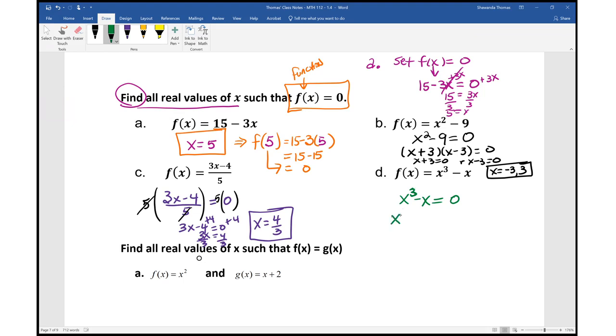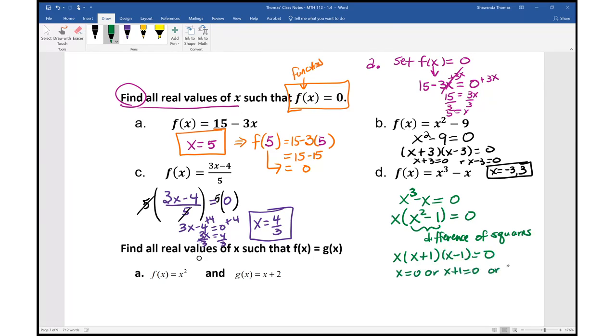So we are going to factor the GCF out. We have x squared minus 1 equals 0. And notice we have another factorable situation. That's a difference of squares. So make sure you recognize when you see difference of squares. x plus 1 times x minus 1 equals 0. x equals 0, or x plus 1 equals 0, or x minus 1 equals 0. So one solution is 0, another solution is negative 1, and we have positive 1. So there are 3 solutions to this problem.